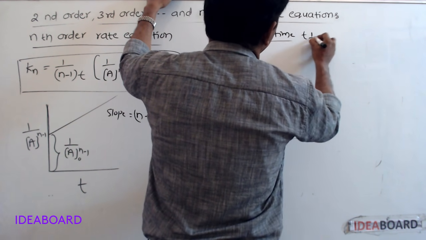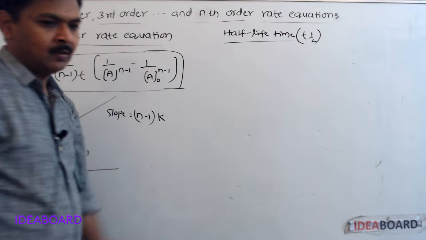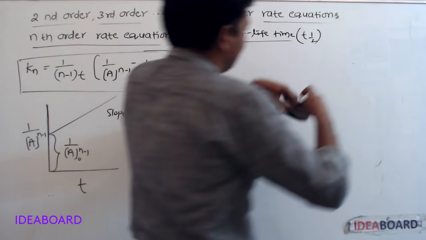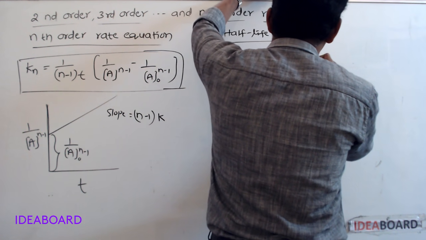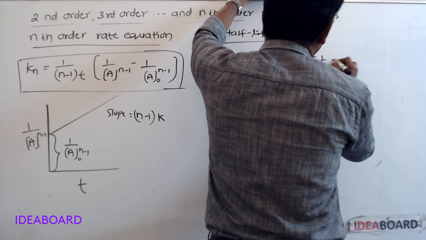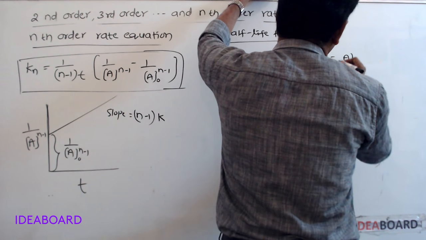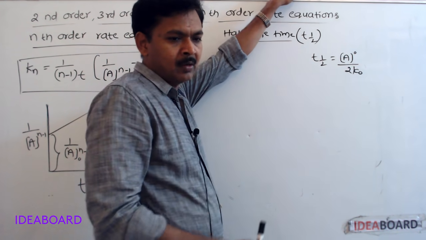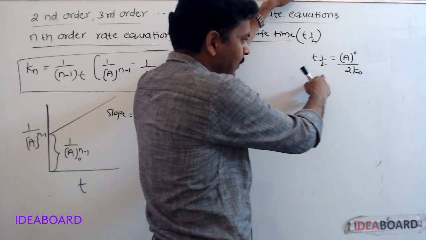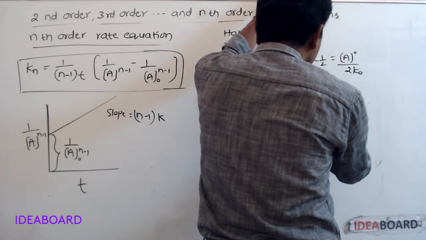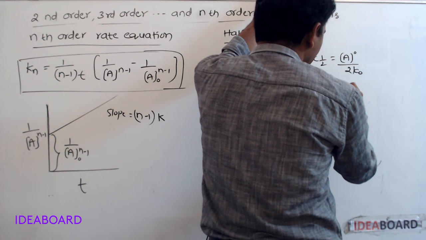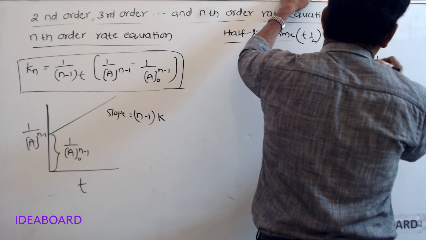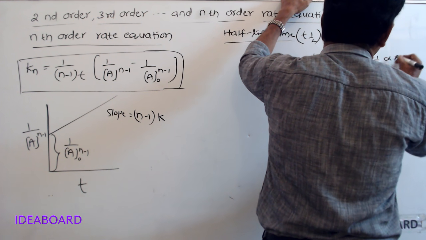Half-life time for nth order reactions. For a zero order reaction, we have this formula: T half is equal to A naught by 2k naught. Simply, we can write that T half is directly proportional to the concentration A.